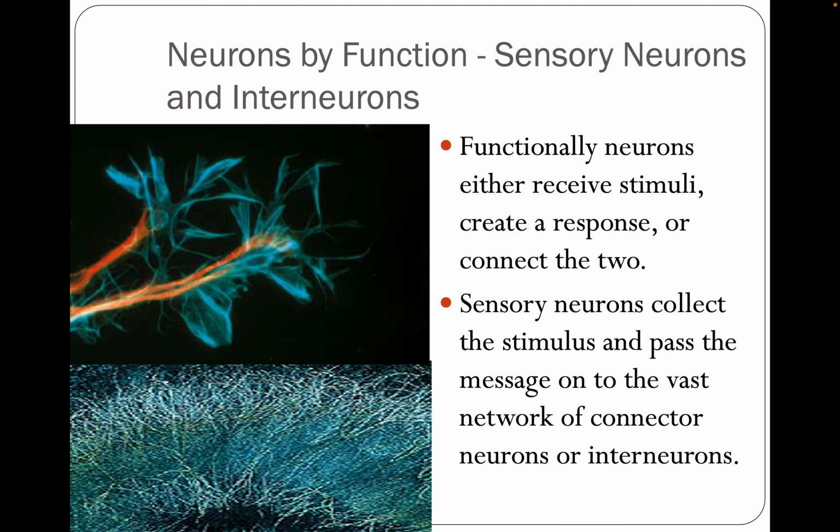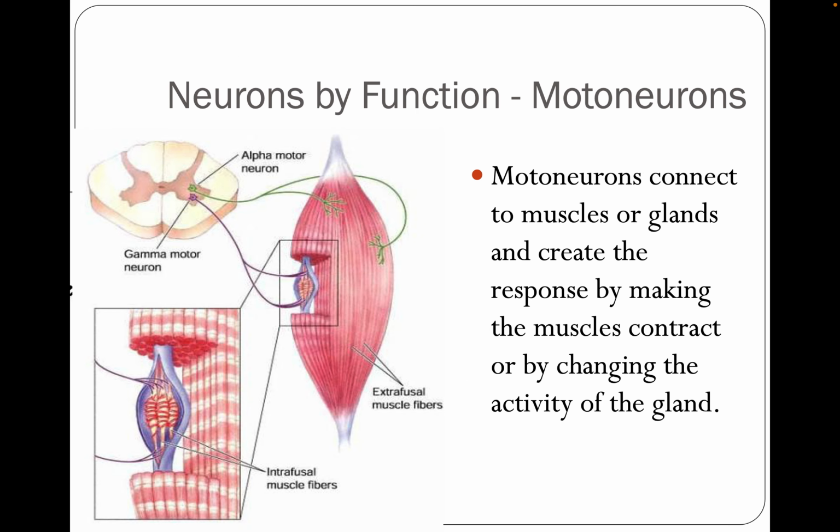Functionally, neurons either receive stimuli, create a response, or connect the two. Sensory neurons collect the stimulus and pass the message on to the vast network of connector neurons or interneurons. Motor neurons connect to muscles or glands and create the response by making the muscles contract or by changing the activity of the gland.